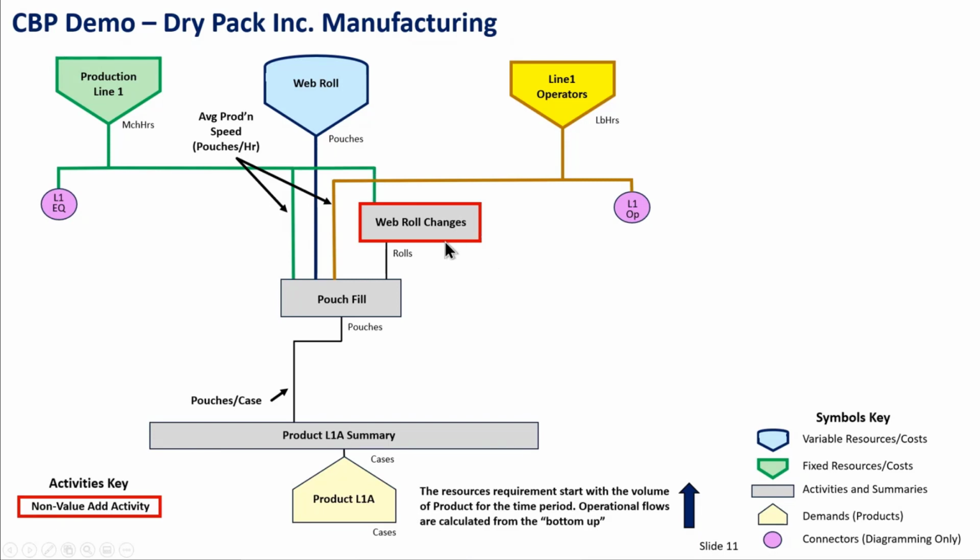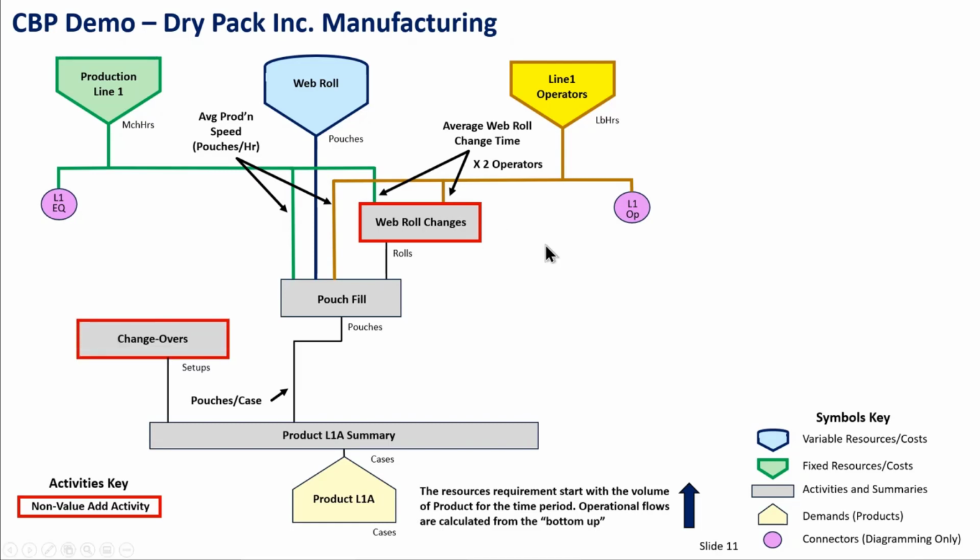And that can have significant cost because what it does is it prevents the line from running real product while it has to be down. And it takes time to do this as well because the people have to do that. In fact, in this case, two operators have to do that. So if a web roll change takes 15 minutes, it's going to take 30 minutes of operator time to do that. And that's important both from a process efficiency point of view as well as a costing point of view.